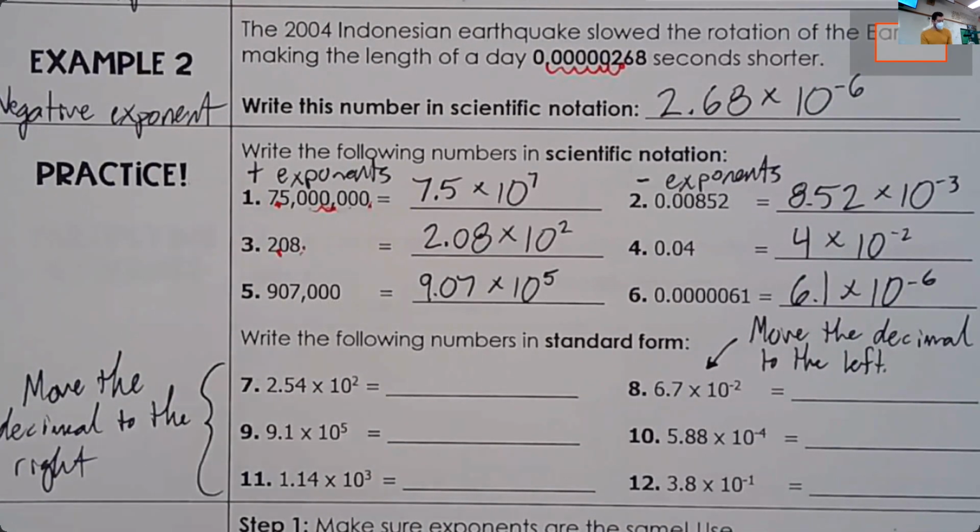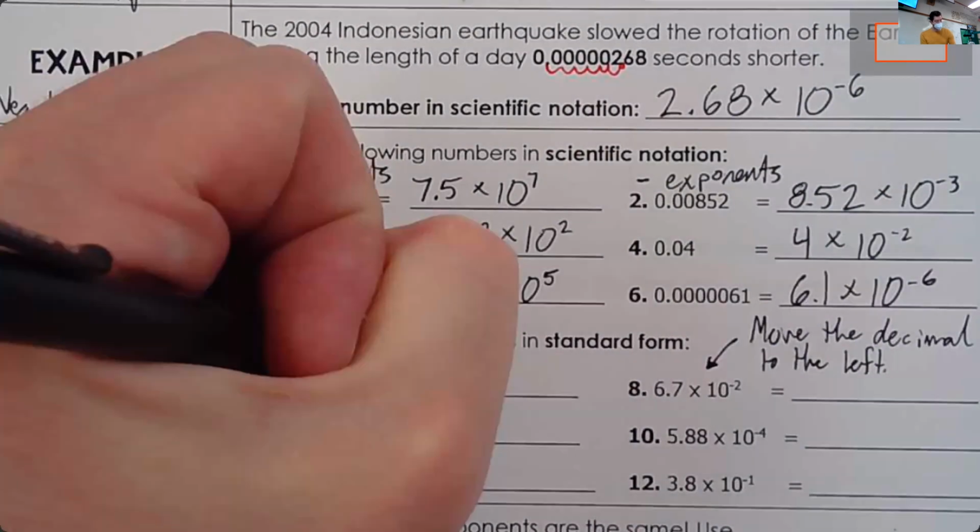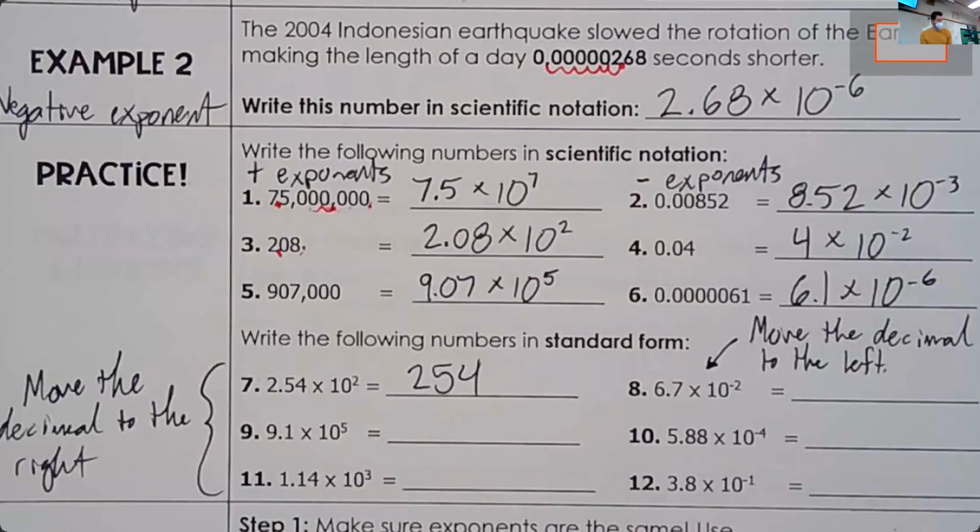So for number 7, we start at the decimal, and it says 10 times 10 to the 2nd power. So basically, you're just moving this decimal 2 spaces to the right, and then you write your answer like a regular number. So if you move the decimal from in between the 2 and the 5, and it goes after the 4, that's going to give you an answer of 254. You're just moving it however many spaces it tells you to go.